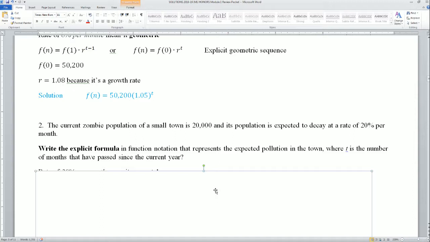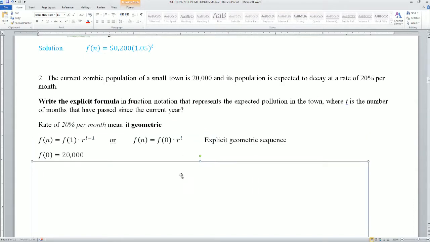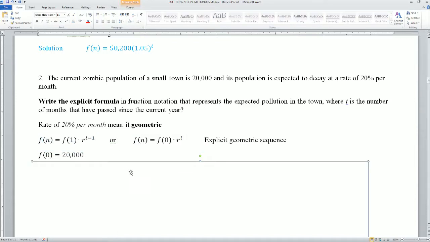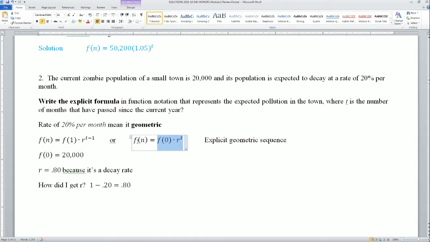Next, the current zombie population of a small town is 20,000, and its population is expected to decay at a rate of 20% per month. Again, it is a percentage, so we see that it's geometric. Again, these are the two explicit geometric sequence forms, the one using the first term and the other one using the 0th term. Notice that we have the 0th term here, which is 20,000. Therefore, we're going to use this one, which is the function of n is equal to the 0th term times r to the power t.